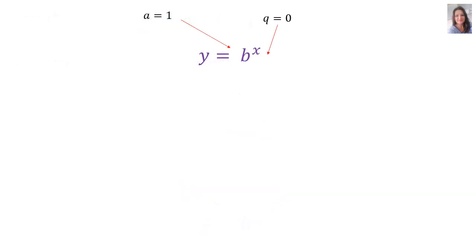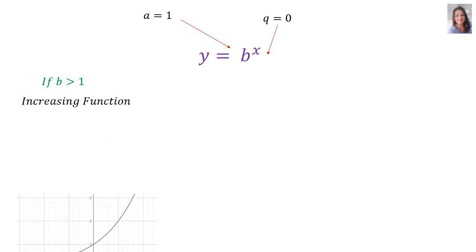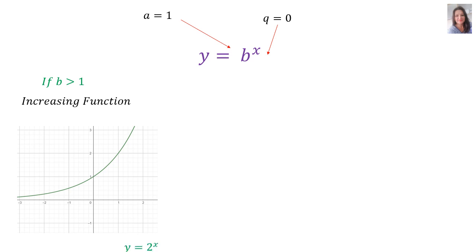Now let's investigate y is equal to b to the x. And you can see a is invisible 1 and q is invisible 0. Now if b is greater than 1, we have an increasing function. And this is what your graph will look like. And this is the graph of y is 2 to the x.